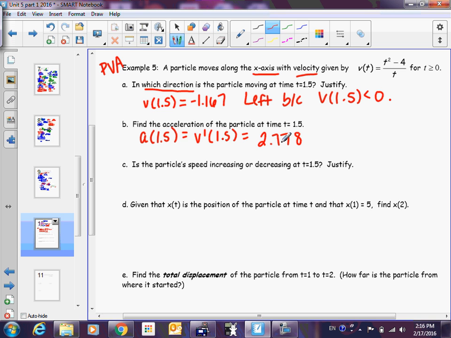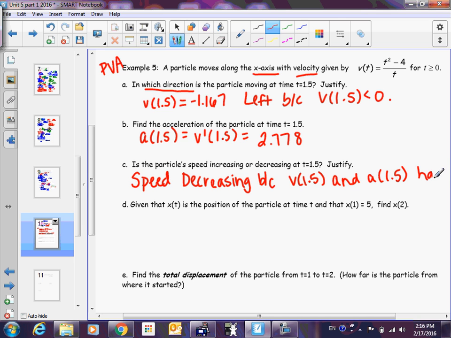Does anybody remember? Opposite what? Signs. So in this case, the speed would be decreasing because v of 1.5 and a of 1.5 have opposite signs. Again, you can explain this a little bit differently, but you've got to have all the elements in there. You could have explicitly said the velocity is negative and the acceleration is positive, but then again, you'd have to say at t equals 1.5.